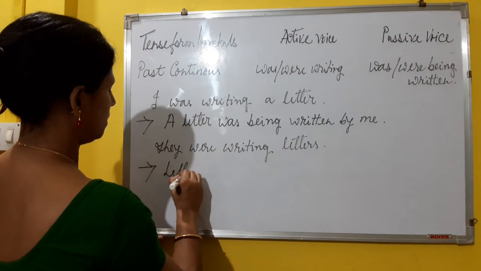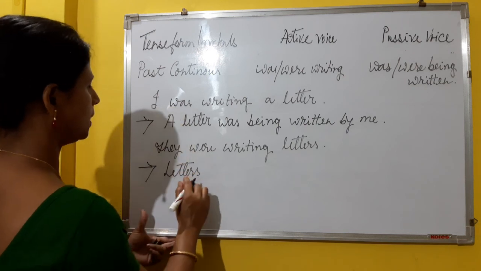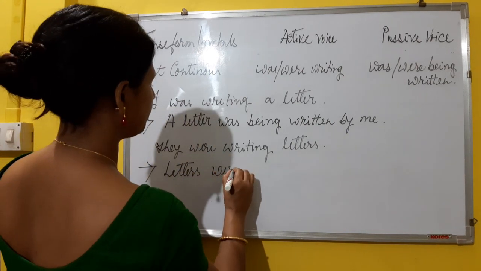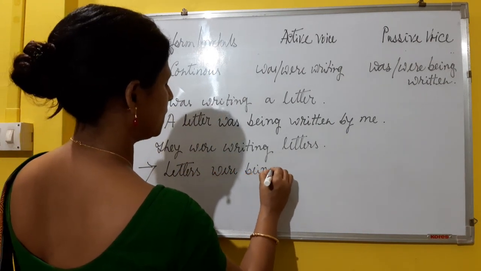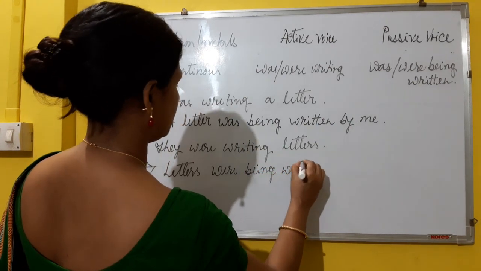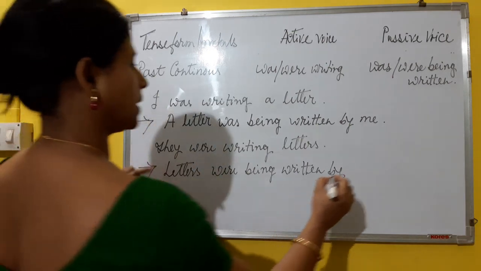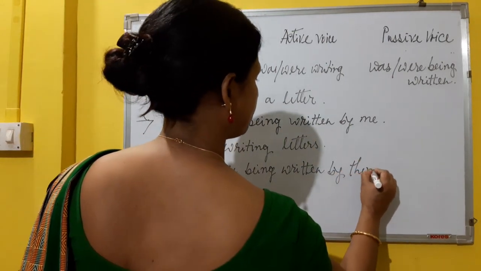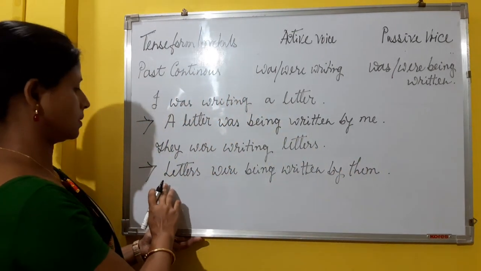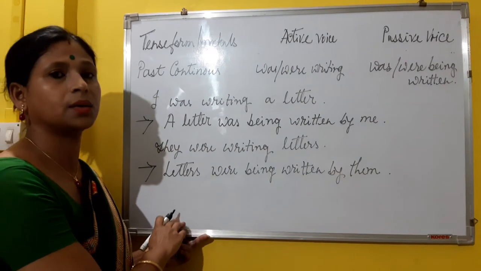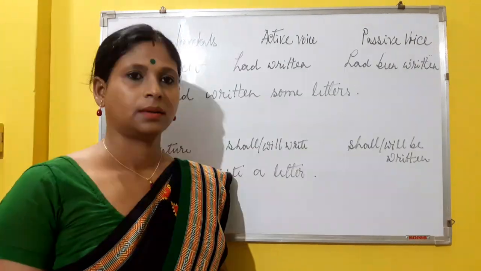And in the next sentence, they were writing letters. So letters, it's plural, letters were being written by, they were writing, they becomes them. Letters were being written by them.